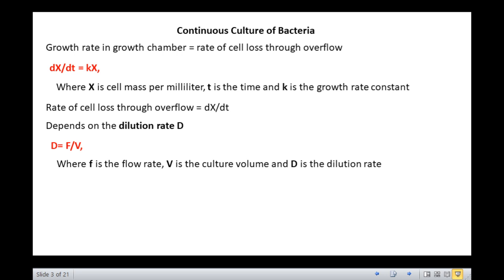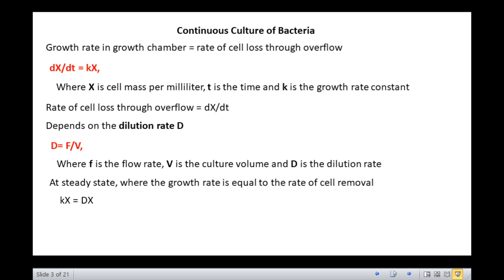The dilution rate is the rate at which the medium flows through the growth chamber relative to the volume of the culture vessel. Thus, at steady state, where the growth rate is equal to the rate of cell removal, kx is equal to Dx, hence k is equal to D, and thus growth rate is equal to the dilution rate.